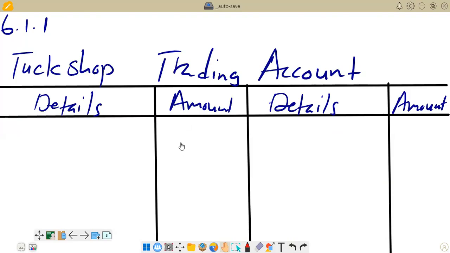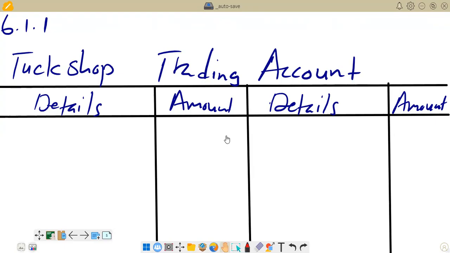Remember, when you are preparing a trading account, the opening inventory comes on the debit side. This is our opening balance. It comes on the debit side of the trading account. Then our purchases account also is going to come on the debit side. If we have purchase returns, they go to the opposite side, which is the credit side. Then on the credit side we also have the turnover or the sales figure, and the closing inventory also comes on the credit side.